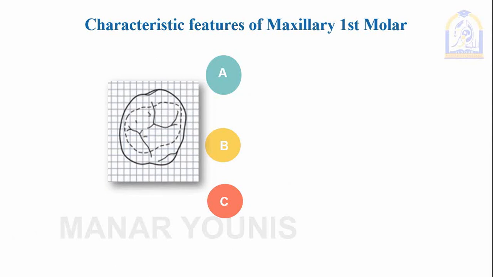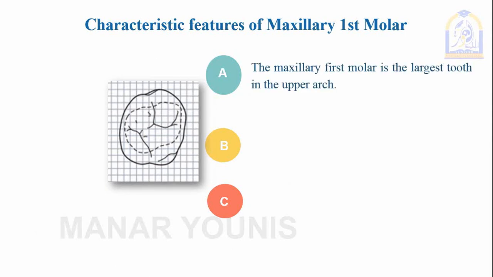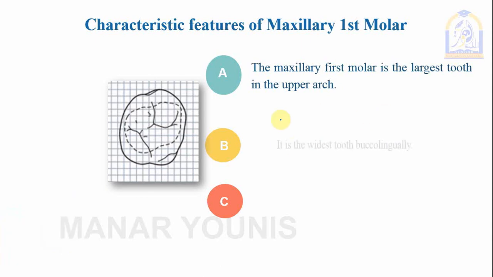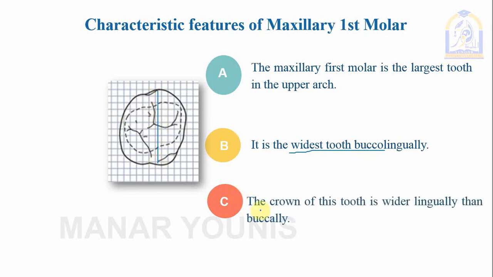Regarding the characteristic features of the maxillary first molar, it is, of course, the largest tooth in the dental arches, so it is the largest of all 3 molars in the upper arch. It is characterized by being the widest tooth buccolingually in the dental arch. It's the only tooth in the dental arches that is wider lingually than buccally. If we measure the mesiodistal diameter of this tooth, it's greater on the lingual aspect than it is on the buccal. This is a characteristic for the maxillary first molar.